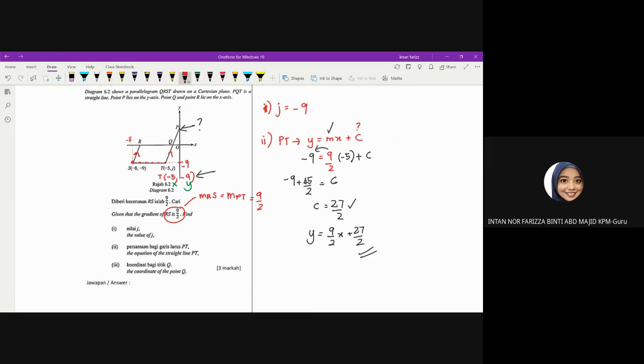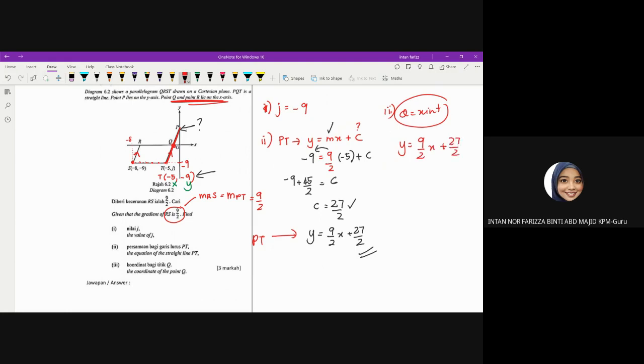Okay, next question number 3 will be the coordinates of Q. So coordinates of Q, girls. Cuba you fahamkan. Dia dah cakap tadi, Q lies on the what? X-axis, isn't it? So X-axis, okay, tengok pula this line. Q is actually what? Q is the X-intercept. Okay, so Q tu berada dekat mana? On the line of PT, betul tak? What is equation of PT? Ni you dah cari equation of PT. So equation of PT is Y equals to 9 over 2X plus 27 over 2.